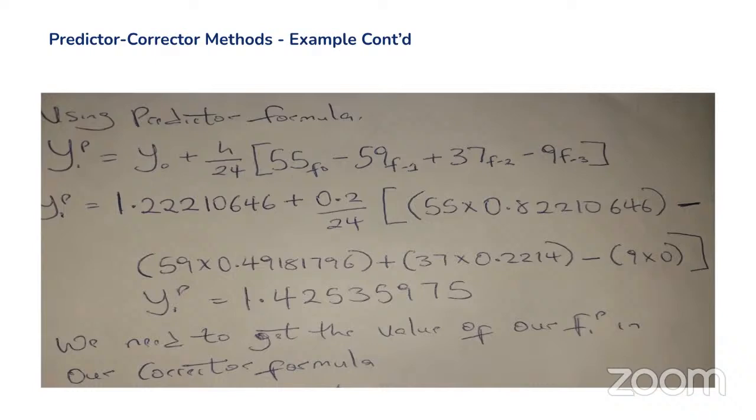And the value is 1.42535975. So now we have to get the value of our f subscript 1p. To get that value, we also have to use our condition that was stated in the question.